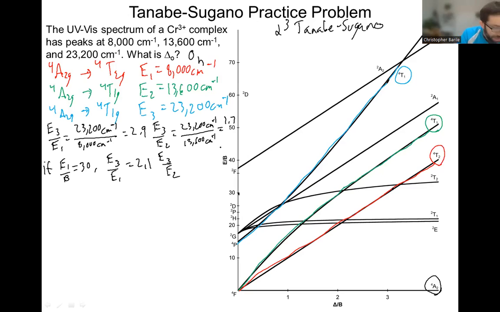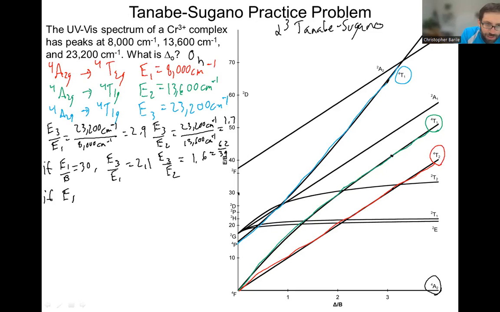Okay, so 2.1. What about our E3 to E2? So now we go down. E3 we said was 62, and we go down here, and it looks like we're right around maybe 39. So we're going to get 62 divided by 39, which is 1.6. Those were my estimations. You'll have to use a ruler on this to be more accurate. So those aren't matching super well. This one's okay, 1.7, 1.6, but 2.9, 2.1, we can probably do better.